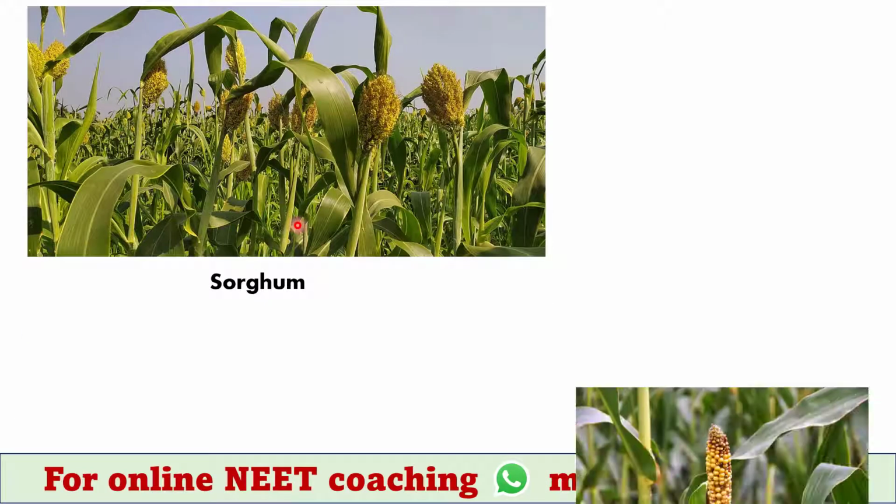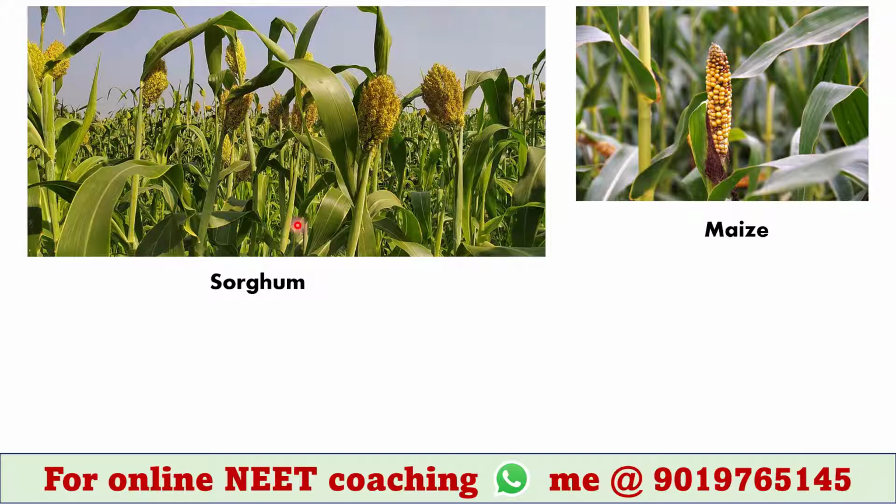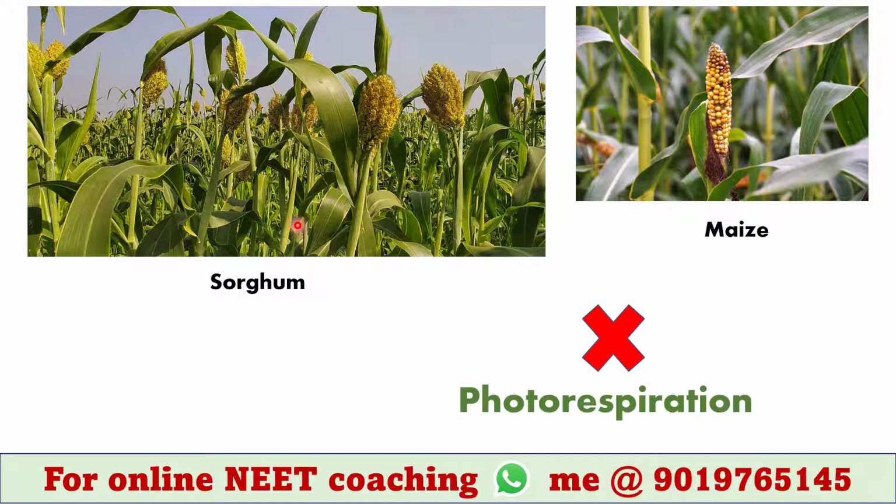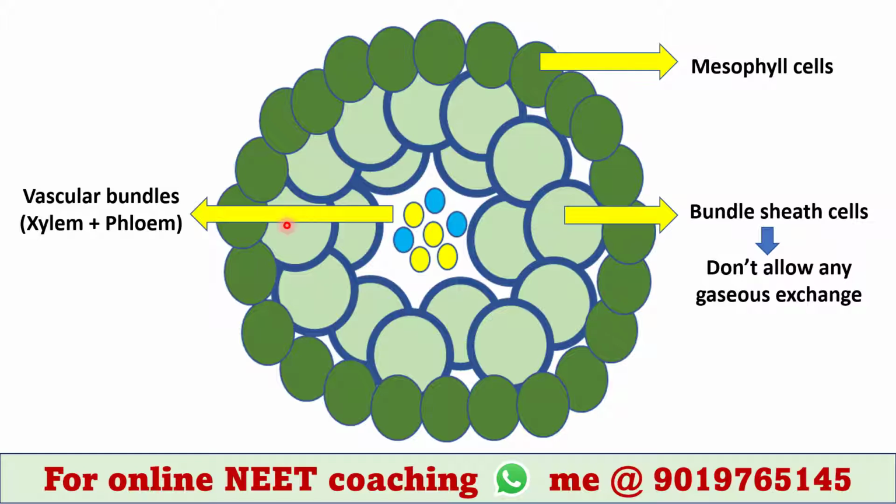Some plants which are found in dry regions like sorghum, maize, etc. go through the C3 pathway in a different manner. These plants strictly avoid photorespiration. They have a special type of leaf anatomy which is absent in those plants who do not undergo C4 pathway.